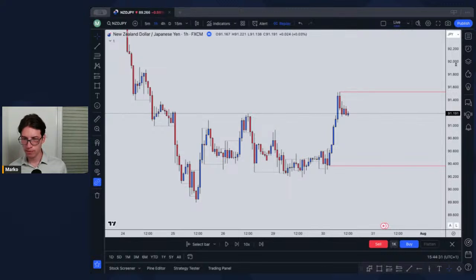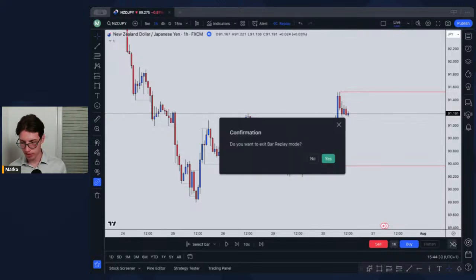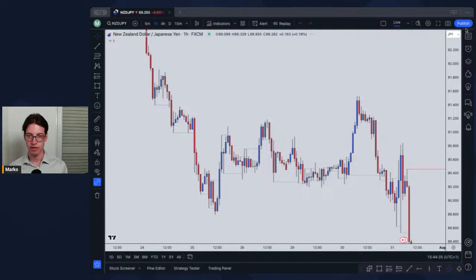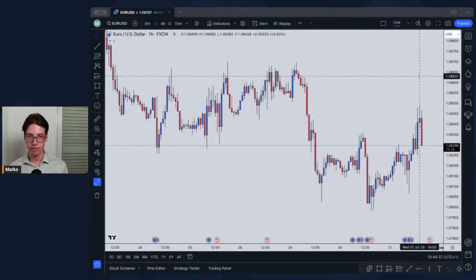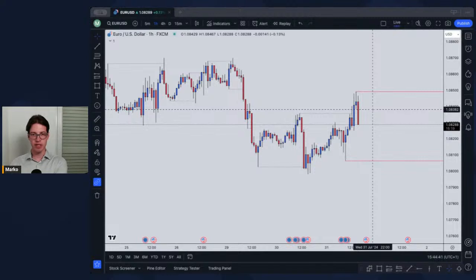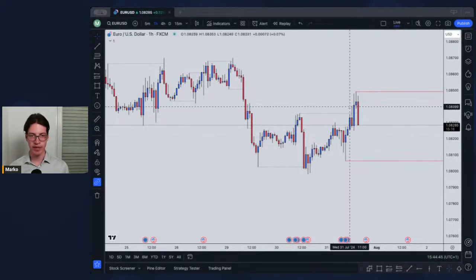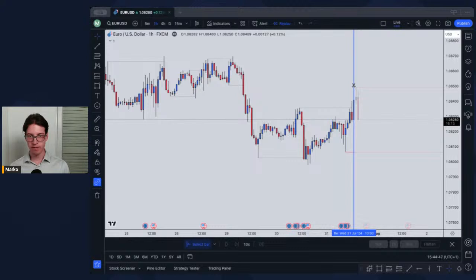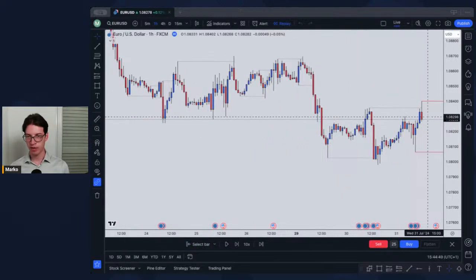EU looks good for a short. Let me see. EU. Like a sweep, like a liquidity sweep short. So this is a missed trade for me. I would have been looking for a sweep on this candle.